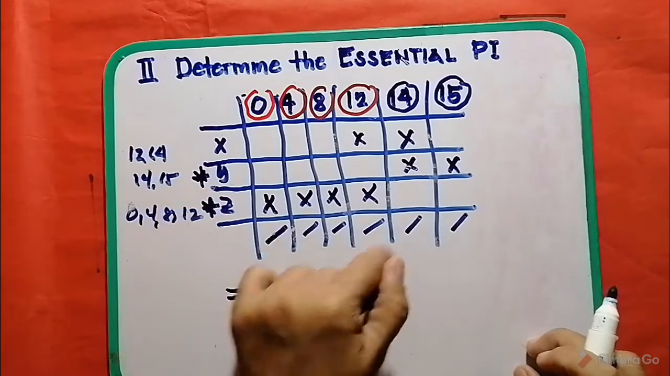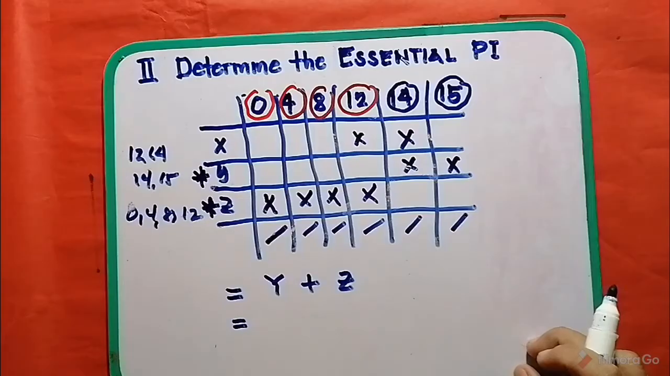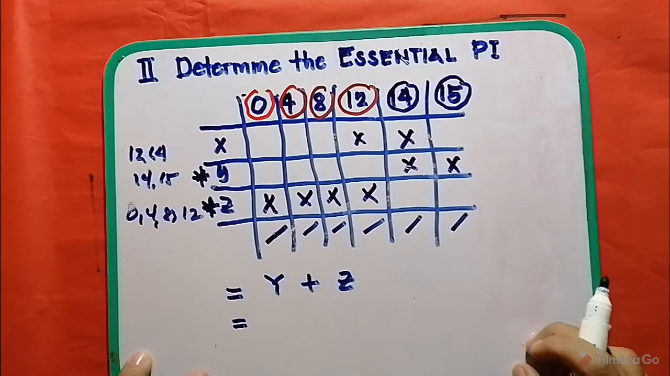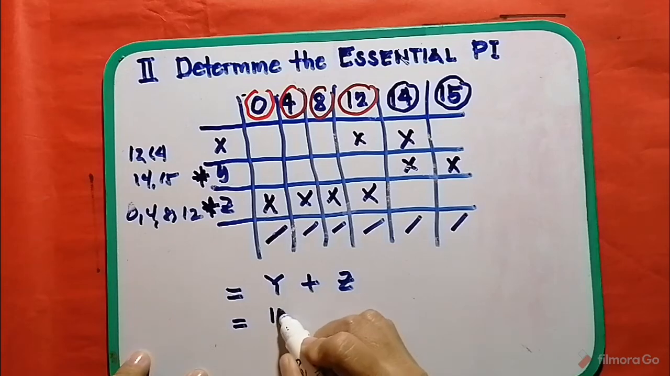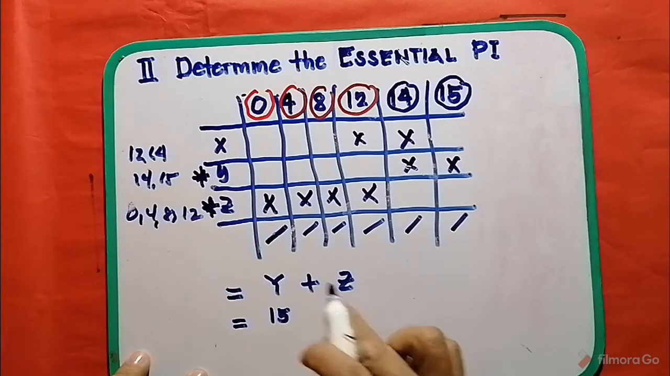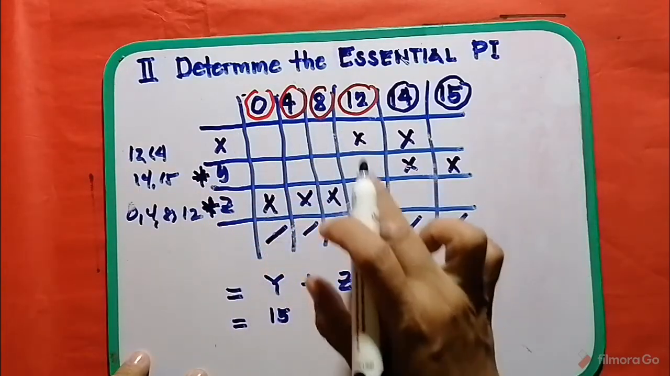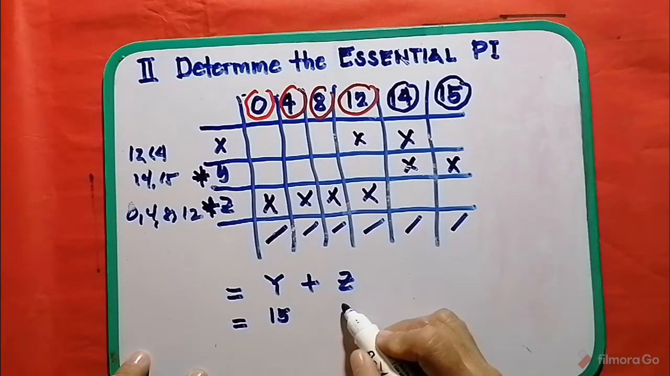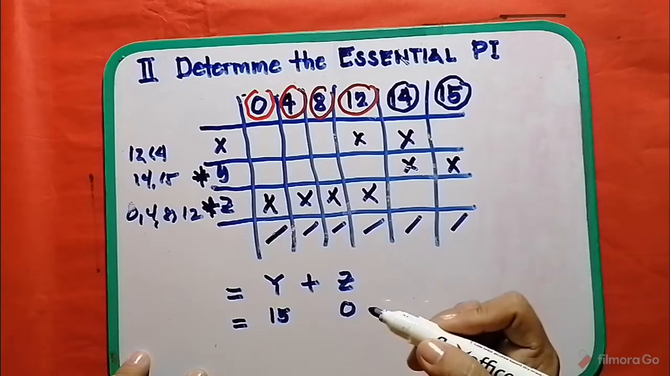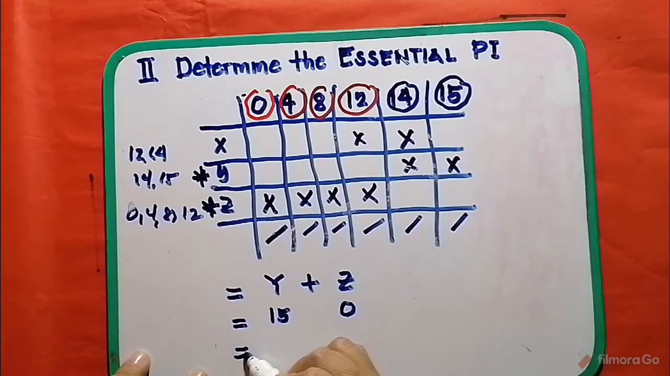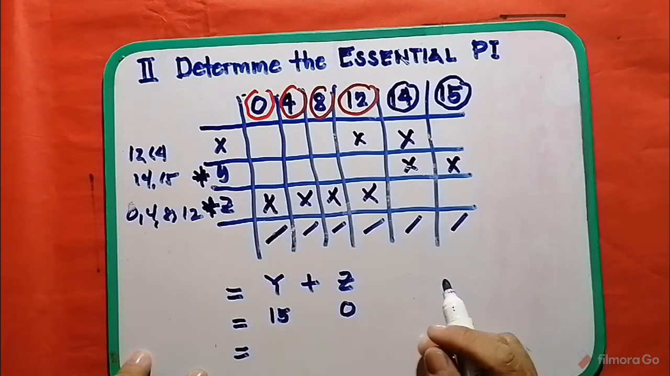Y covers 14 and 15, so you just select one. It's either 14 or 15. Say I'll choose 15. For Z, it covers 0, 4, 8, and 12, so I choose 0. Then next, I'll be converting these numbers again into their binary form.